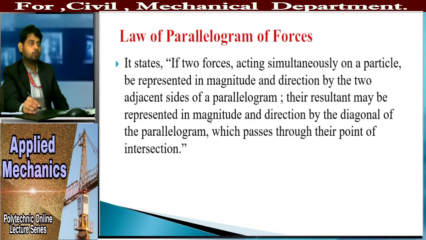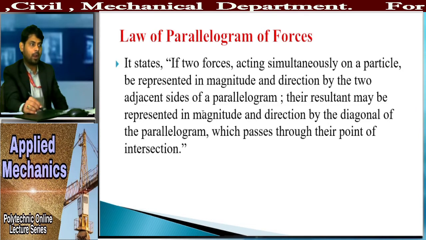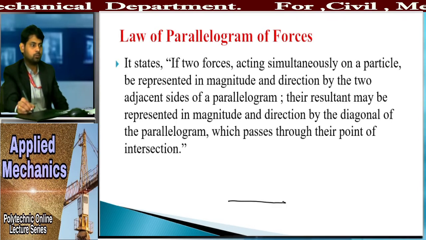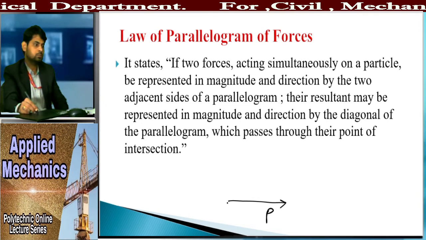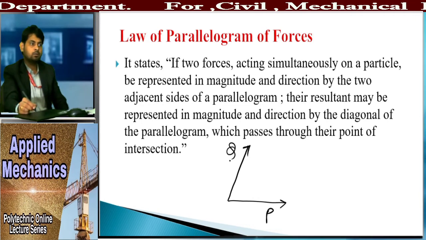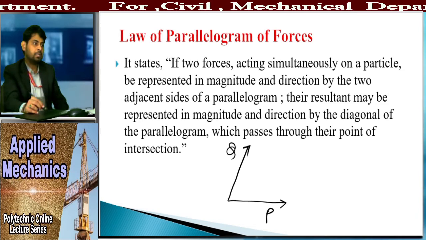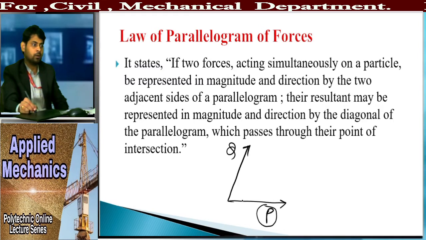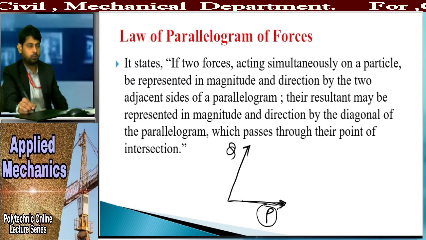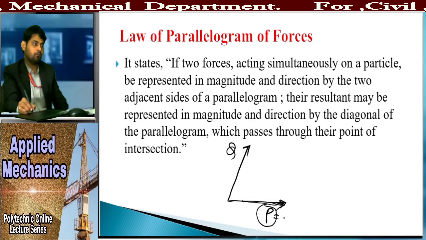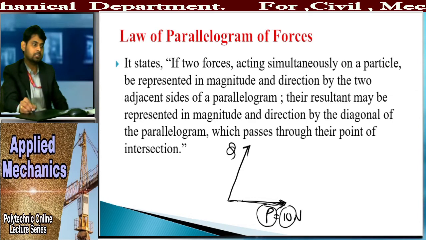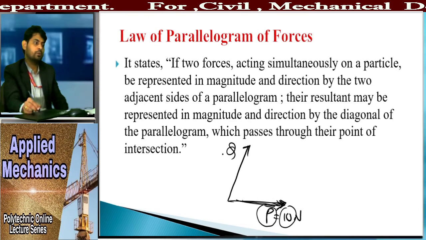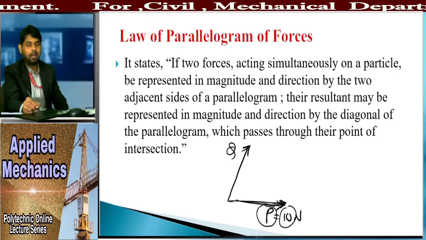What it says: if two forces act simultaneously on a particle, here are the two simultaneous forces acting on a particle. This is your force P and this is your force Q, which are represented in magnitude and direction. P is the magnitude of that force. Suppose it's given as 10 Newton, so 10 Newton is the magnitude and the arrow is the direction in which this force is applied. Here also Q is the magnitude and this arrow is the direction of that force.